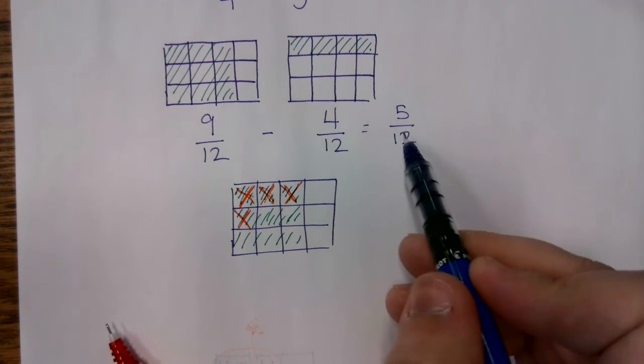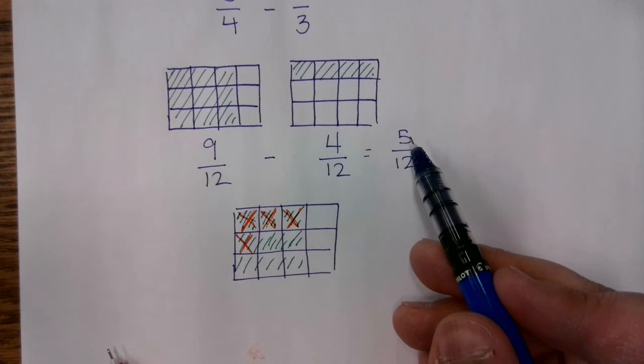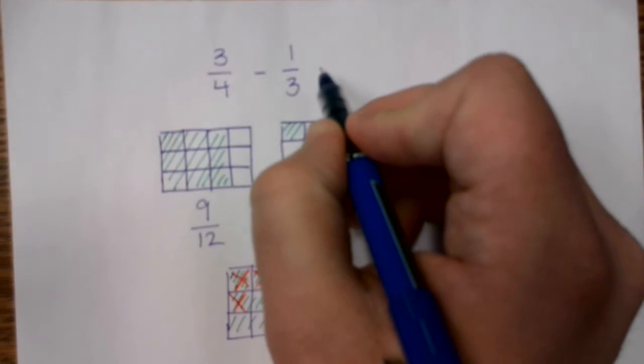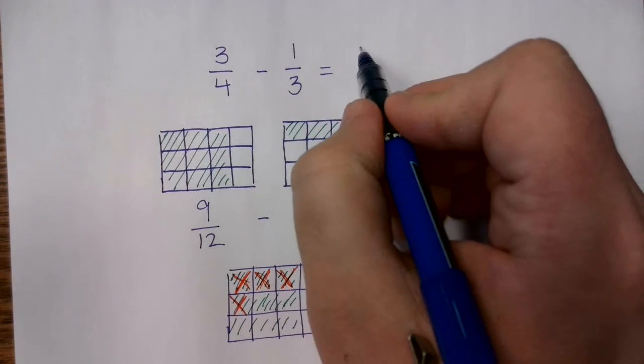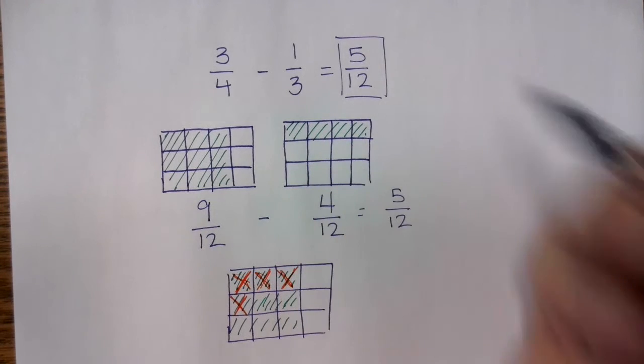And when I take away those 4, I can see that what is left is 5/12. That's already in simplest form. The only thing that 5 is divisible by is 5 and 1, and 12 is not divisible by 5. So we can say that 3/4 minus 1/3 is equal to 5/12. Okay?